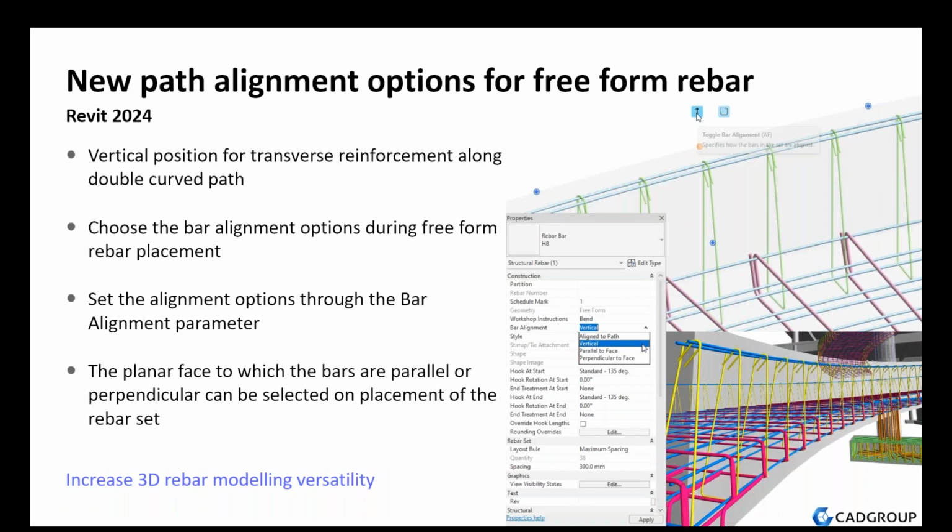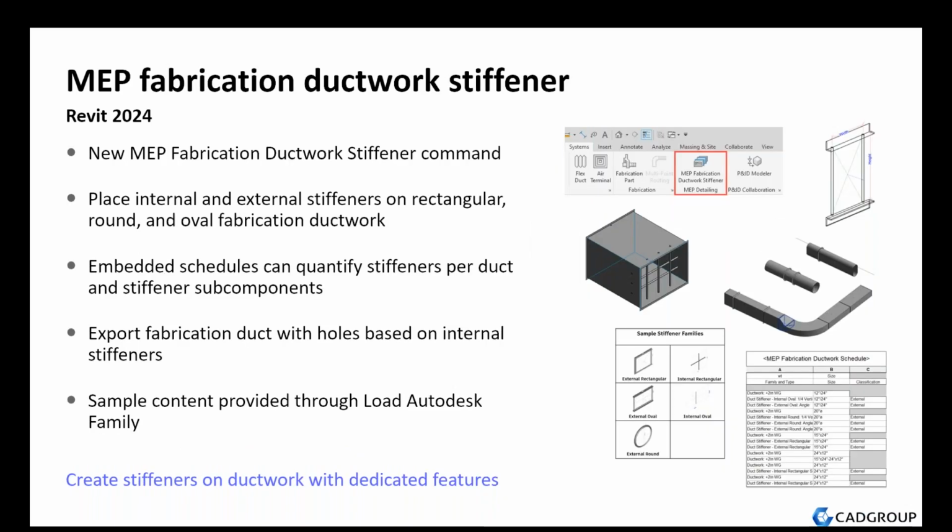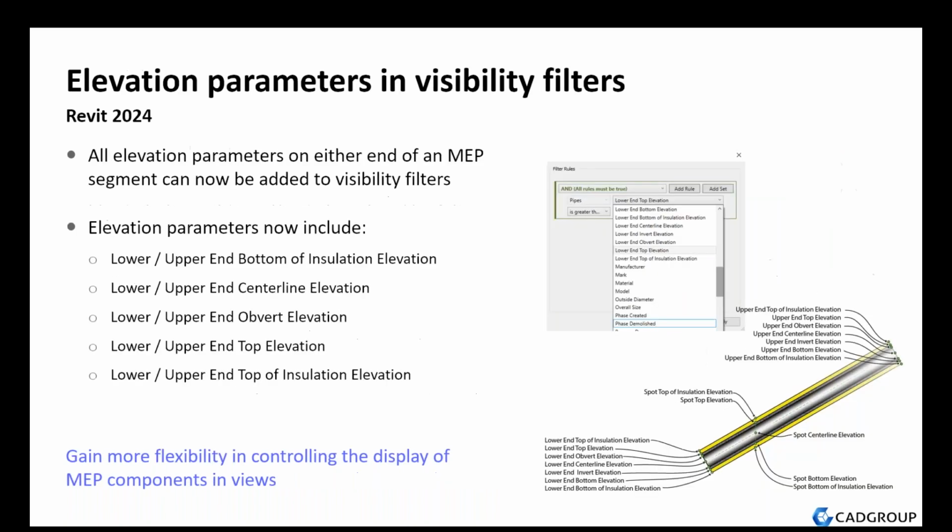Okay, so just a few things quickly here. We've got the ability to use, as a new alignment path, freeform rebar. Also, if you're working with rebar, there's a really fast way to toggle the rotation of the bar ends of stirrups. In fabrication, this is not Revit MEP, but Revit fabrication objects, there's a new object that's been added called the ductwork stiffener. That'll follow over into the fabrication software as well, so those objects would appear in there as well.